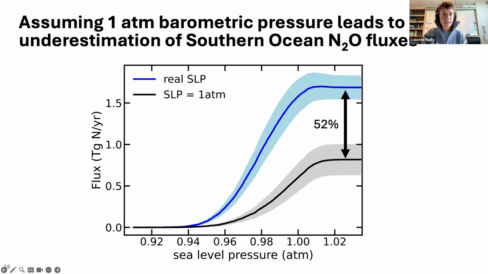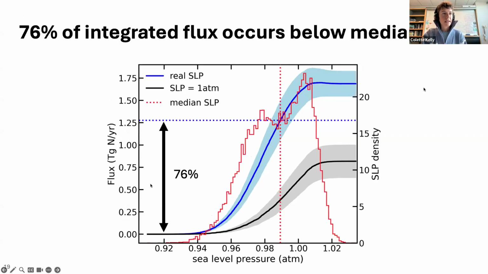Another way of looking at this is by asking how much of the cumulative flux is occurring below the median barometric pressure in our data set. So here in the red line, we have the median barometric pressure. This is the nitrous oxide flux that corresponds to that median pressure. And we see that 76% of the total integrated Southern Ocean nitrous oxide source is occurring below the median barometric pressure in our data set.